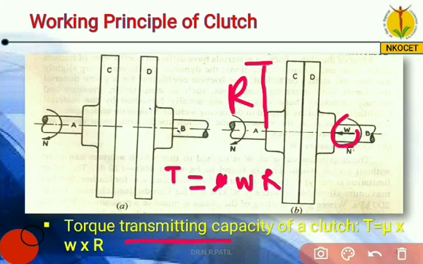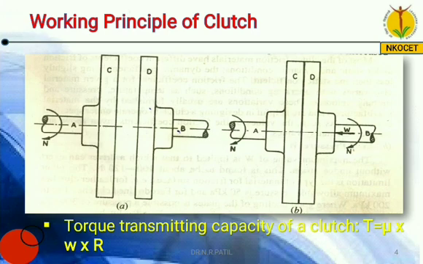This torque transmitting capacity T is directly proportional to three terms, that is mu W R. As you increase mu, T will increase. As you increase W, T will increase. And if you increase R, T will increase. It means this torque transmitting capacity of a clutch is directly proportional to the coefficient of friction mu, the axial force or the load W, and the radius of the friction plate R. So you always remember this equation.